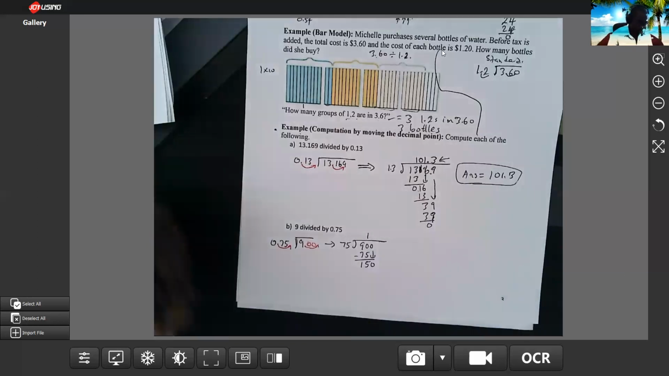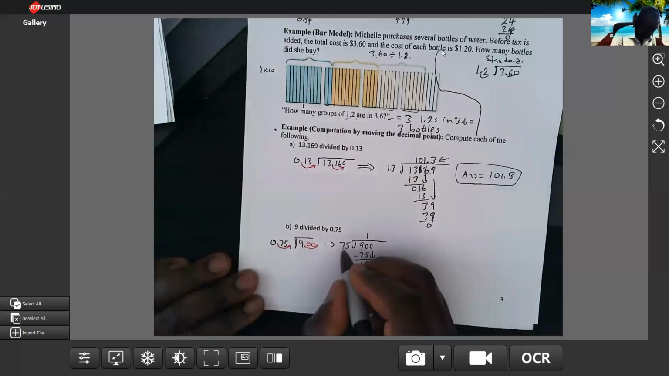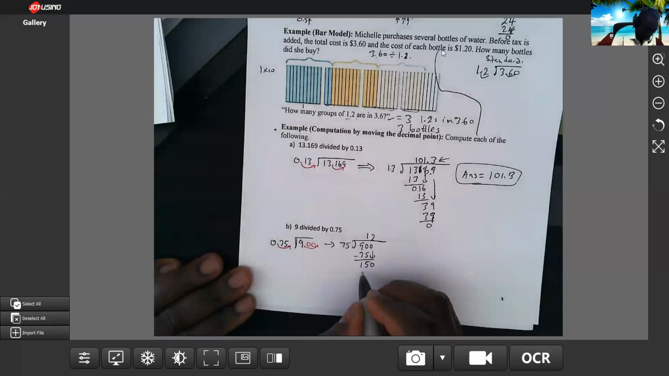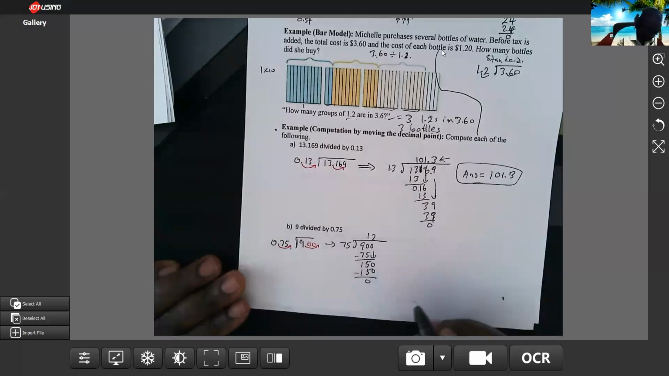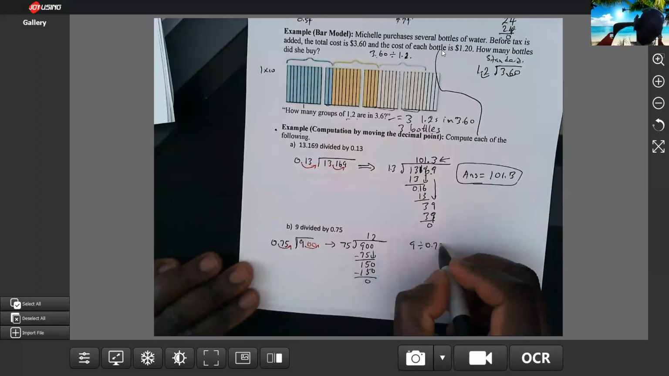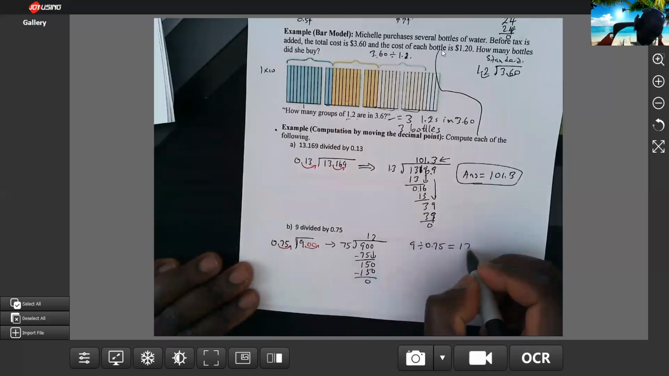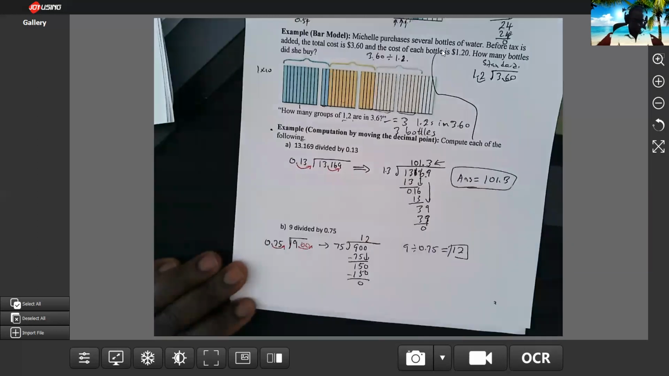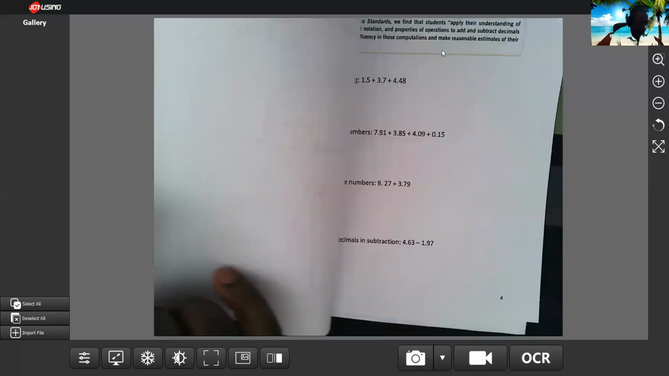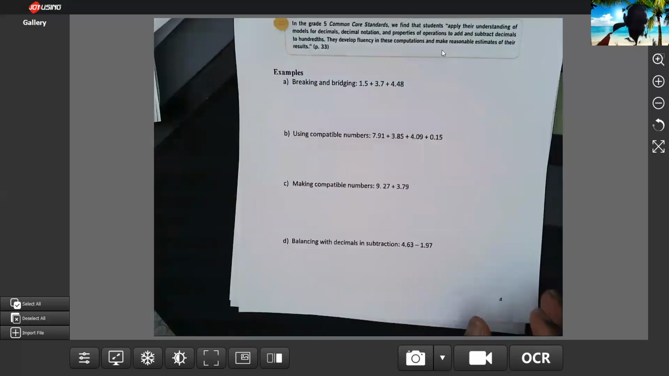Okay. Now 75 into 150 is 2. So that is 150. You subtract, you get 0. All right. So for the answer, 9 divided by 0.75 is equal to 12. Okay. All right. Now, let's go to the next one.